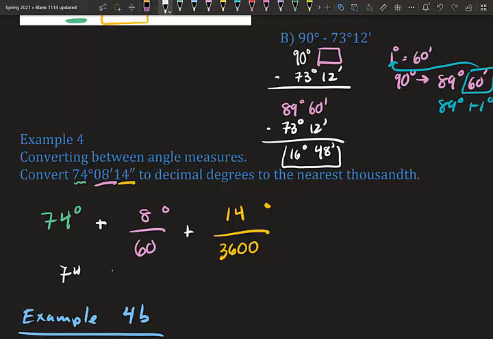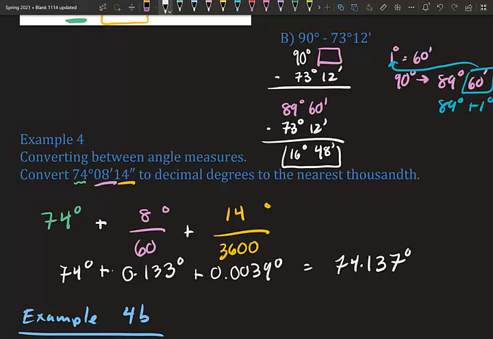So we have 74 degrees. 8 divided by 60, we get 0.133 degrees. 14 divided by 3,600, we get 0.0039 degrees. You add all of these up, and we get 74.137 degrees, about. It says round to the nearest thousandth. That's why it's 3 decimal places. A few things I want us to notice. Do you notice here to here it's times 60?